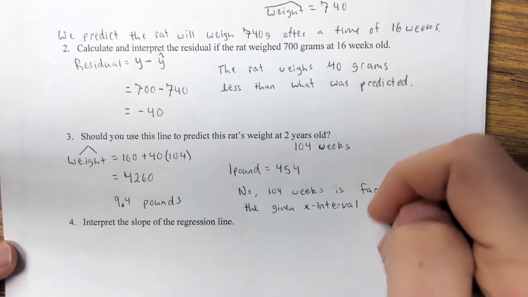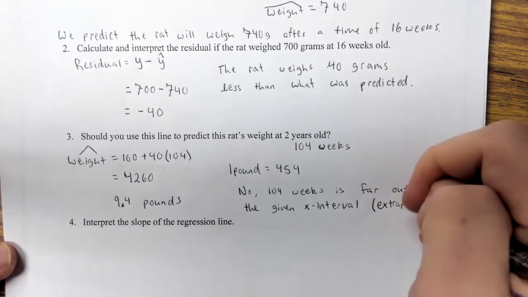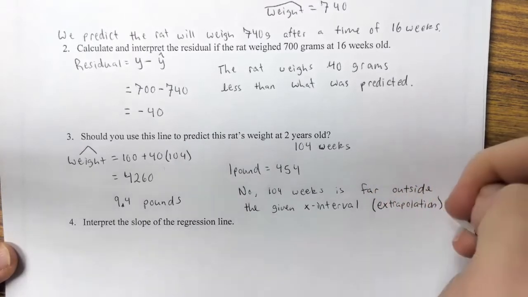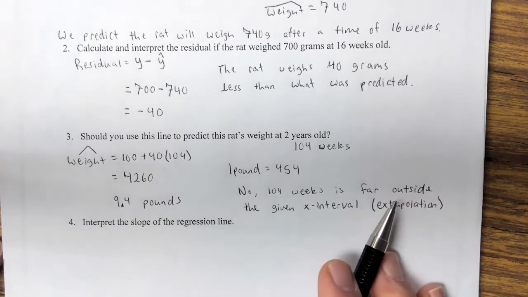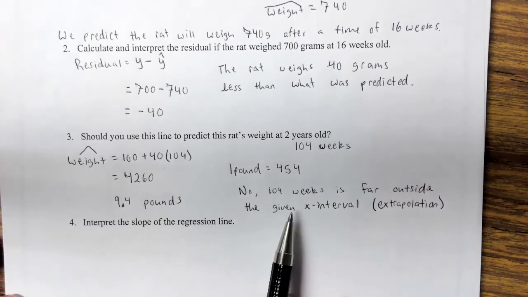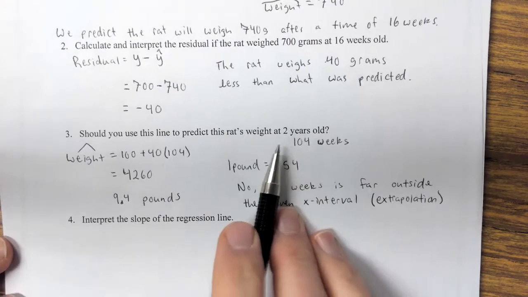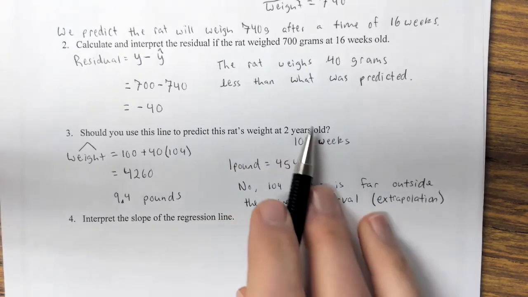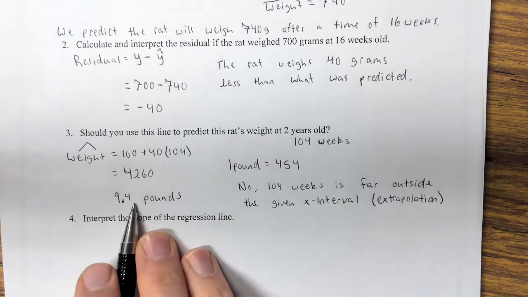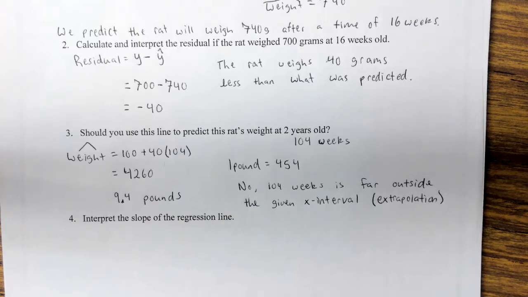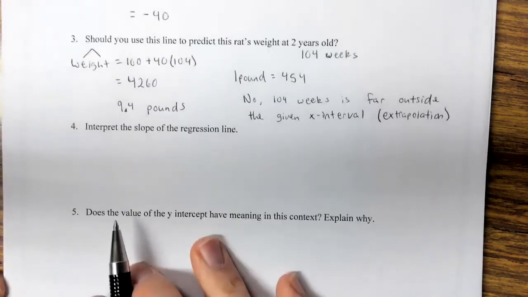And remember this term is known as extrapolation. You do not want to extrapolate data. And the further off that you go in whatever X direction, the worse your prediction is going to be. So I'm assuming if we were to weigh this particular rat after 2 years, it's going to be nowhere close to 9.4 pounds or 4,260 grams. All right, fantastic. So always be aware, extrapolation is certainly a bad thing. You don't want to do it.